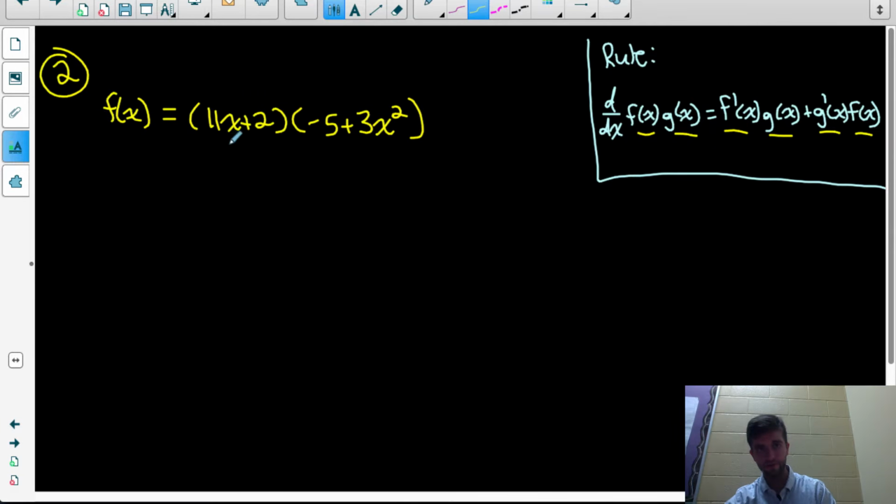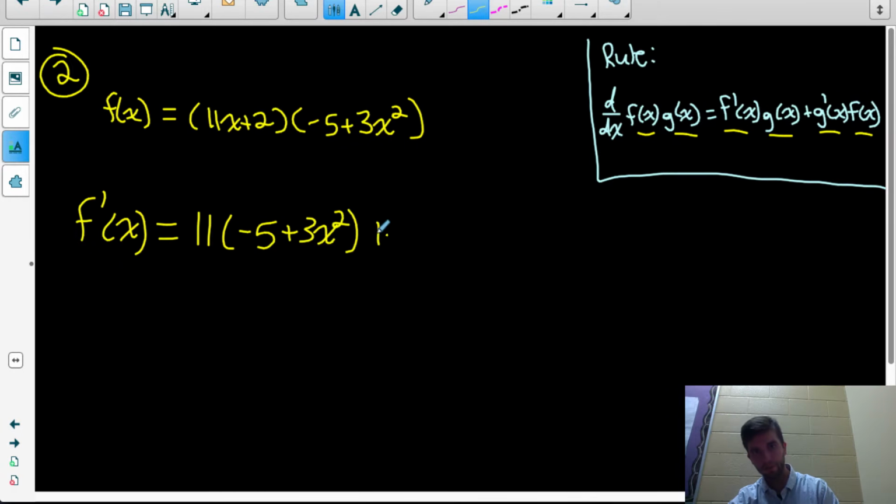If I want to find the derivative of the product of that function and that function, it would equal the derivative of the first function, derivative of 11x plus 2 is 11, times the second function, negative 5 plus 3x squared, plus the derivative of the second function, so the derivative of this function, well, the derivative of a constant is 0, but the derivative of 3x squared would be 6x, so 6x times 11x plus 2.